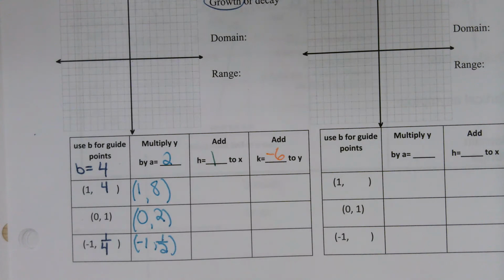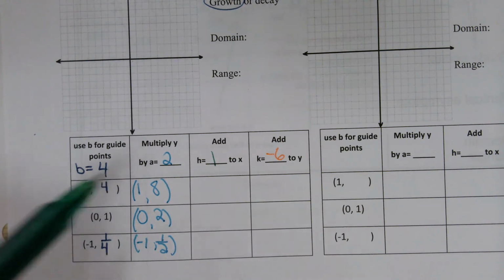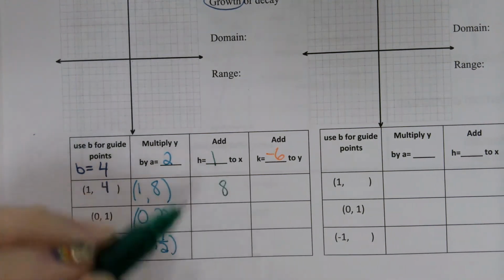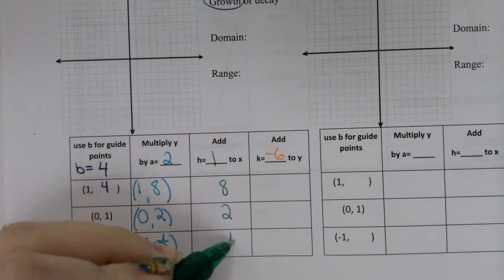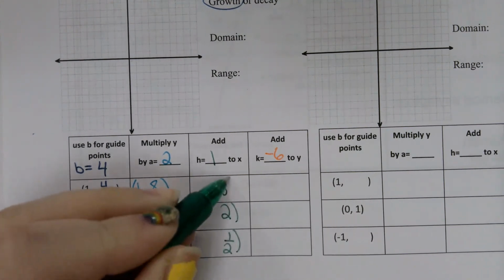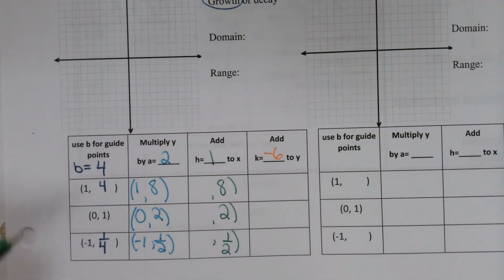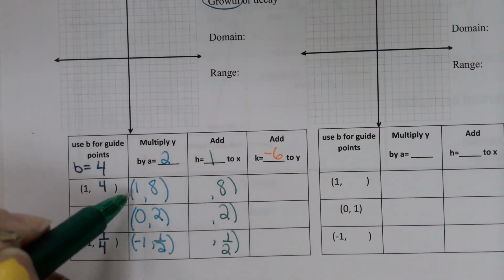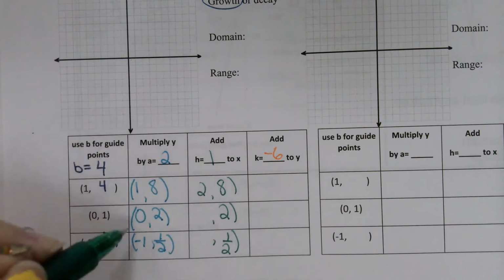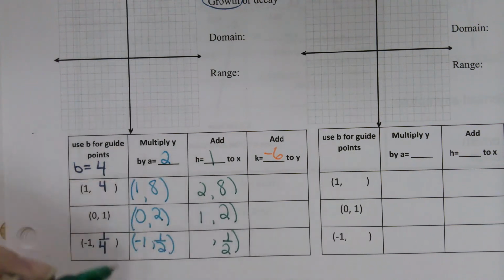Then we need to add 1 to all of our x values. So that means all of my y values are staying the same. You don't have to copy the y values over first, whichever one makes more sense for your method. 1 plus 1 is 2. 1 plus 0 is 1. 1 plus -1 is 0.